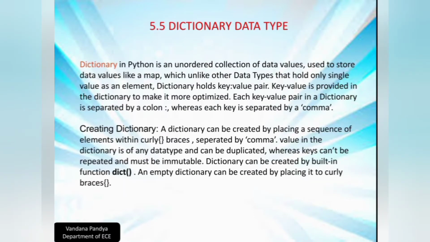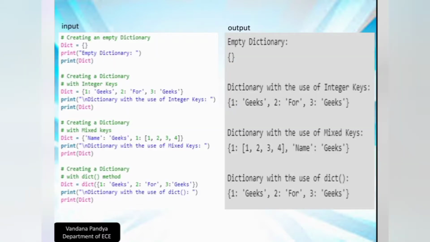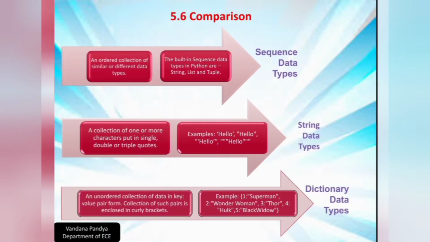Dictionary is an unordered collection of key-value pairs. This shows a few syntaxes of dictionary. This is a quick go-through comparison by definition and example of sequence data type, string data type and dictionary data type.